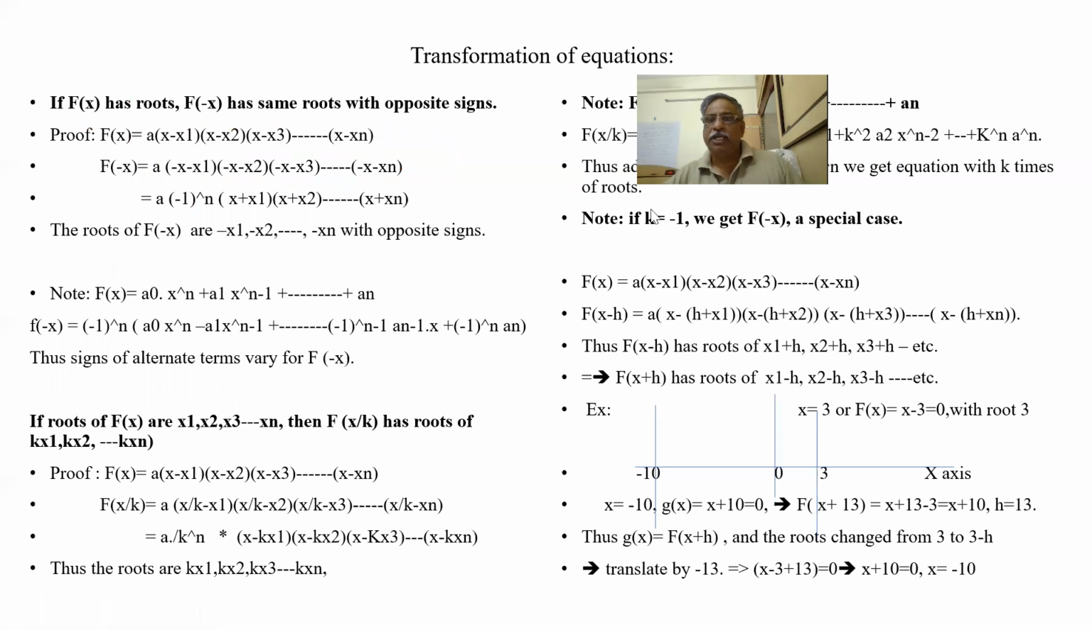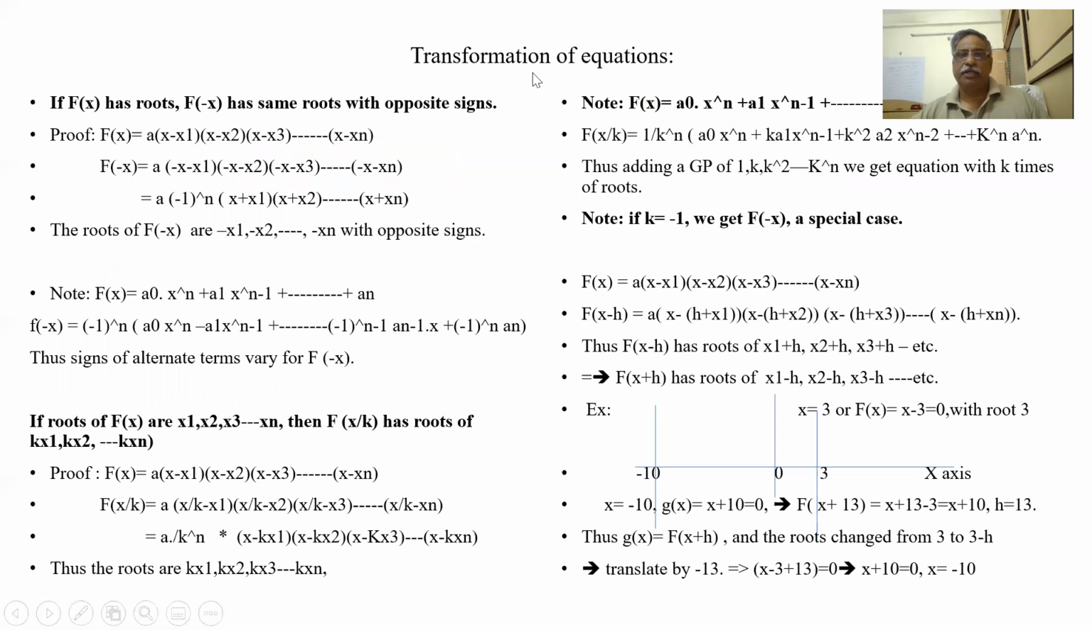Let us understand transformation of equations. Let us say f of x is this one: K into x minus x1 into x minus x2, there are n roots. So what is f of minus x? Wherever x is there, I'm putting minus x. So I take out minus outside, it becomes x plus x1, x plus x2, x plus x3. What are the roots of this? x plus x1 is 0, so x is minus x1. The roots are minus of the roots of this. Here roots are x1, x2, x3. Here roots are minus x1, minus x2, minus x3.